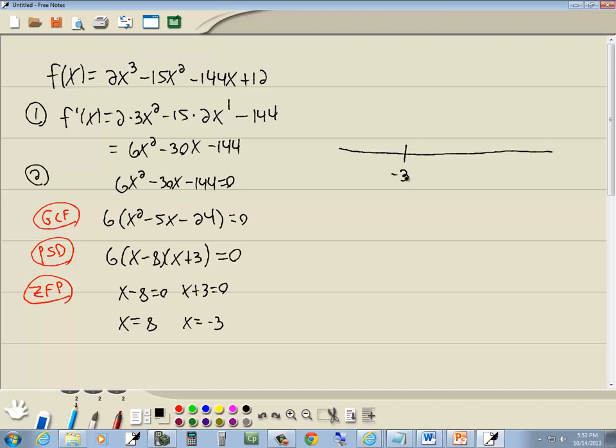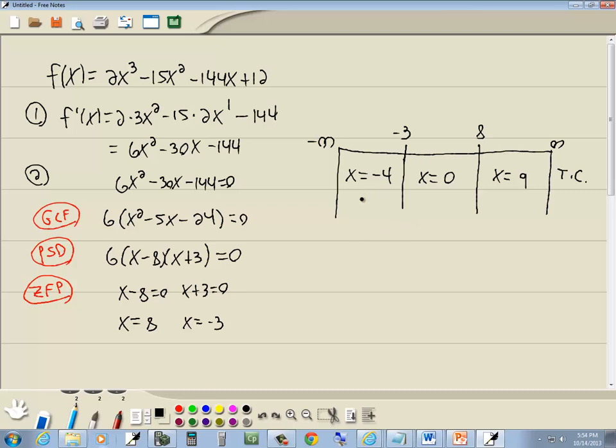Okay, here's negative 3, and here's 8. Put your critical values up there. Way over here is negative infinity, and way over here is positive infinity. We want to choose test cases. So I want to choose an x value between negative infinity and negative 3, like negative 4. I want to choose something between negative 3 and 8, like 0. And something between 8 and positive infinity, like 9.